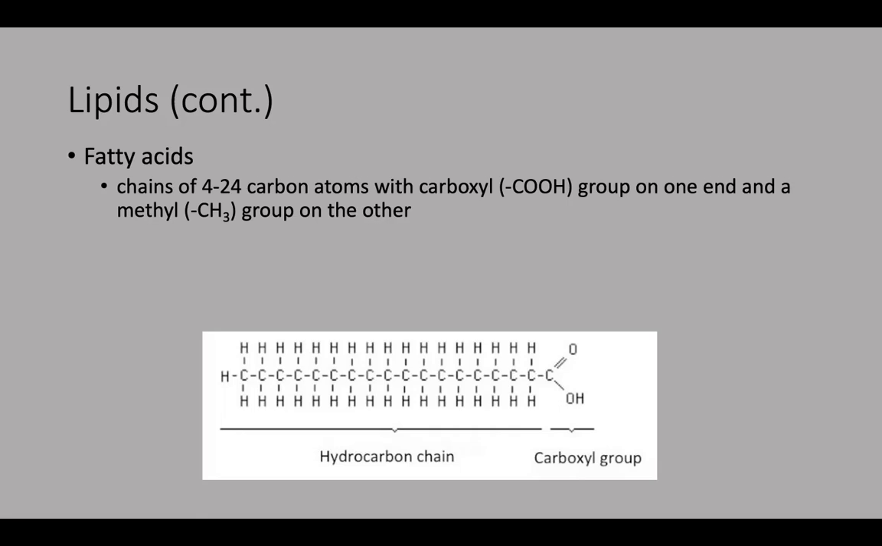And then at the other end, you have methyl. That's another functional group you need to know, C plus 3 H's. Kind of hard to pick out because it just looks like the rest of the chain, but carbon with 3 hydrogens coming off of it is a methyl group. So you have a methyl on one end, carboxyl on the other, just a really long chain of carbons and hydrogens strung together. That's a fatty acid.